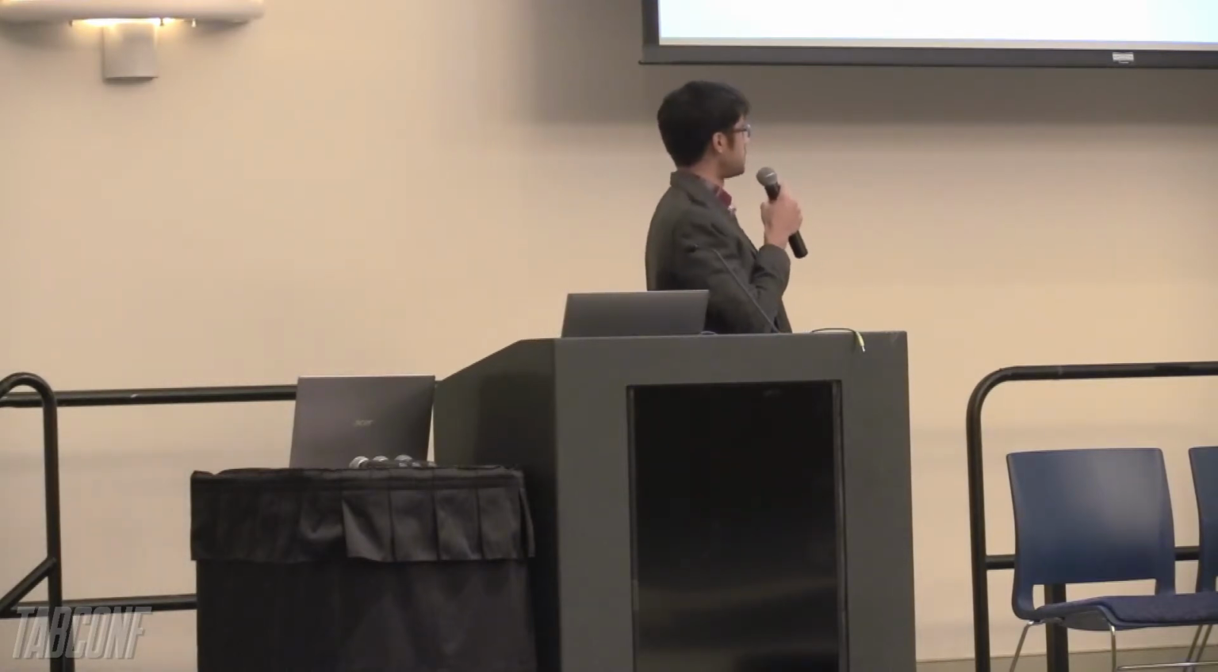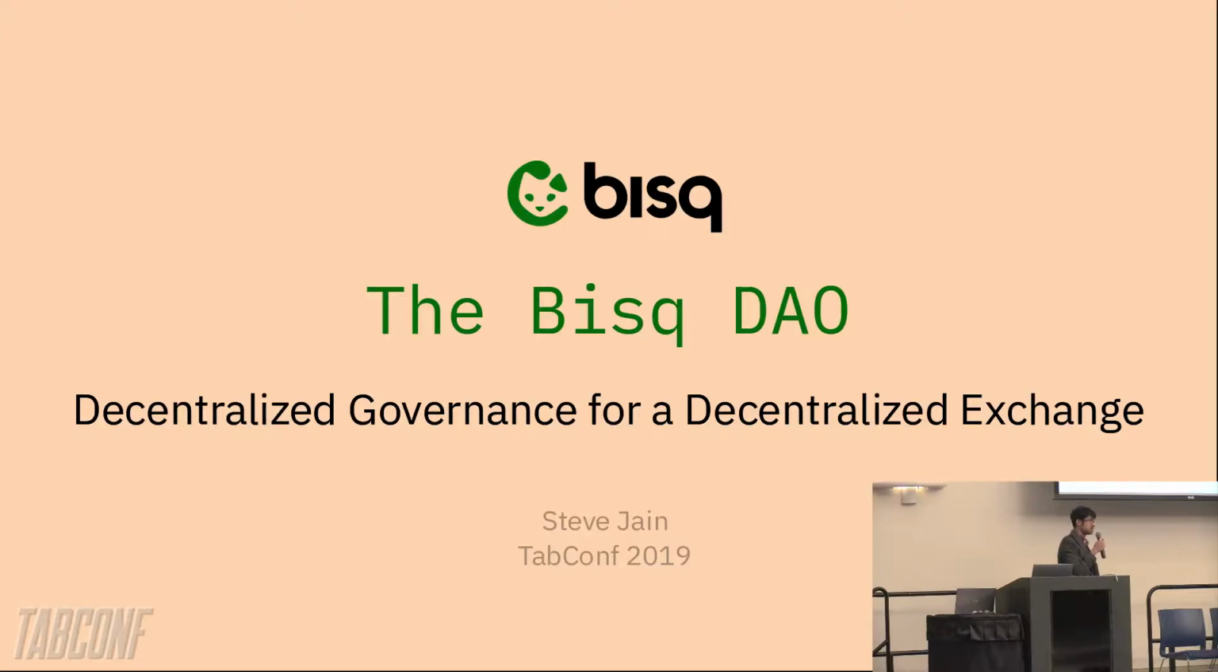So Bisq network is a decentralized Bitcoin exchange where you can trade Bitcoin for other cryptocurrencies like Monero or fiat currencies like the US dollar or the euro. You can do so with a high degree of privacy. Privacy and security are top priorities for the Bisq software. And the Bisq DAO enables the Bisq network itself to be managed in a decentralized way. We'll talk more about how that actually works.